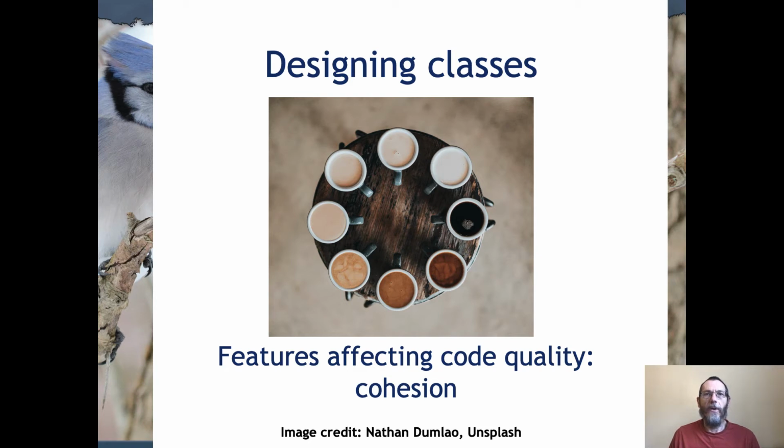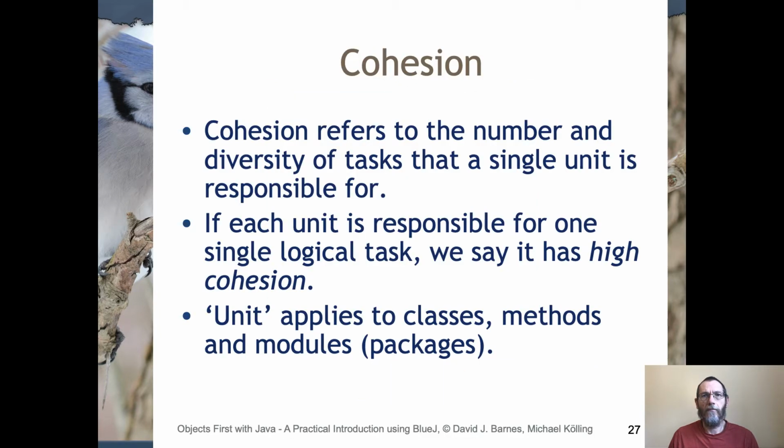In this video, we're going to add further to our look at code quality issues when designing classes. And the subject of this video is the idea of cohesion. Cohesion refers to the number and diversities of tasks that are performed by a class, a method, or even at the level of a package. So we can refer to each of those elements as being a unit.